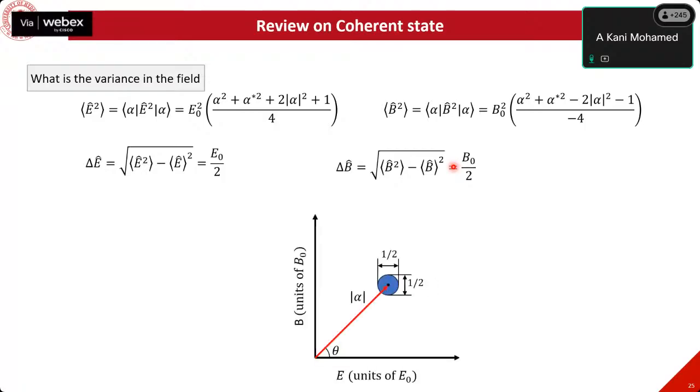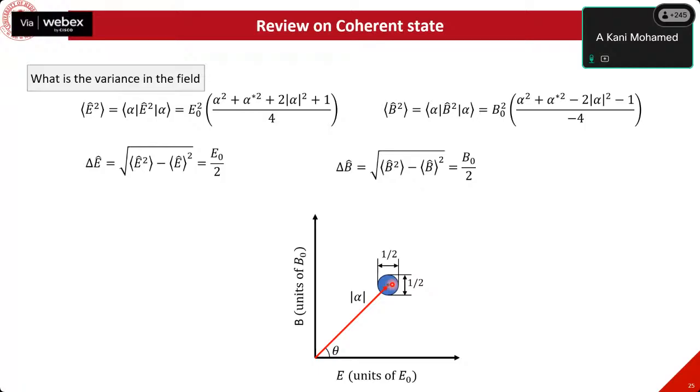So let's try to represent this also in the phase diagram. The dot represents the mean value for the electric and magnetic field, and this circle represents the uncertainty along x and y. In any direction, if you look at, the uncertainty is the same, 1 by 2. Here we have written in the unit of E naught and V naught. So here I just talk about 1 by 2, it's a unitless number in this unit. So this is the uncertainty of the electric and magnetic field.